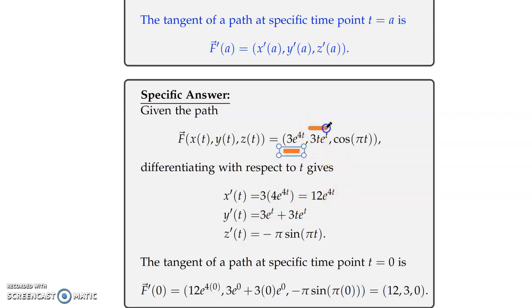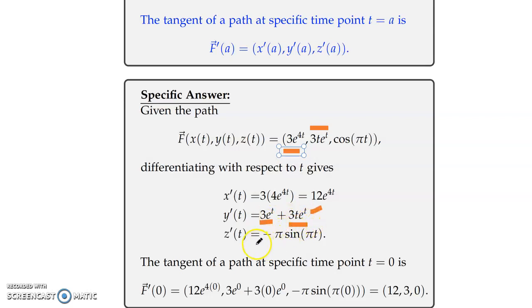Next one we deal with is the y part. Now, this is the product rule, so be careful here. 3t e^t. So the first part is I differentiate just the t and keep everything else the same. The derivative of t is 1, so that's 3e^t, plus 3t e^t, because I'm differentiating the e^t part. The derivative of e^t is just e^t, so that maintains.